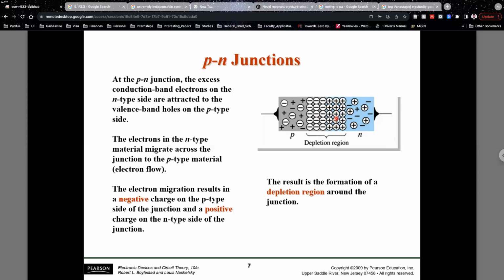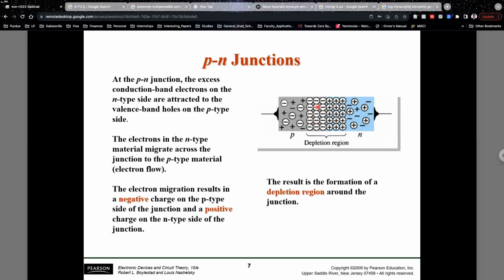So these are called majority carriers. For example, when you talk about N-type semiconductors, the majority carriers are electrons because you have additional electrons. When you talk about P-type semiconductors, the majority carriers are holes because you have additional holes, or an abundance of holes. In the depletion region, you will not have any kind of majority carrier.